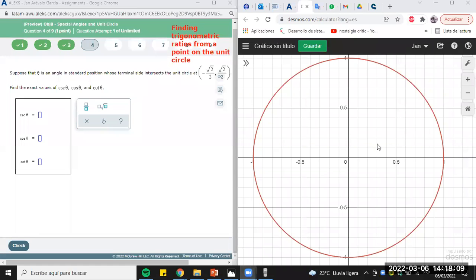Yo people, this is Trig. Finding trig ratios from a point on the unit circle.